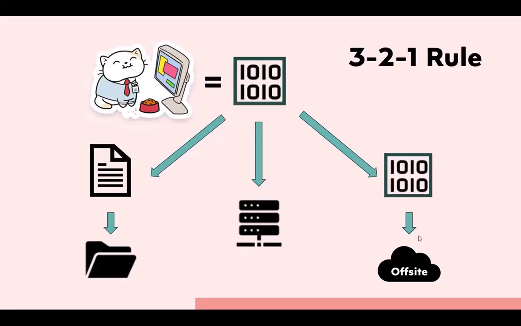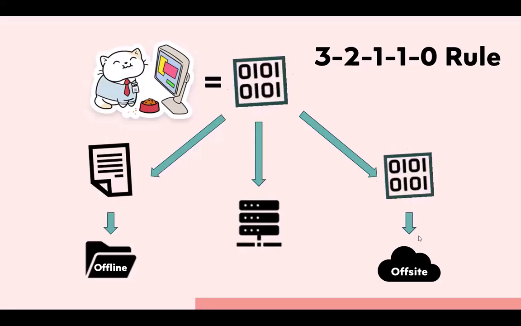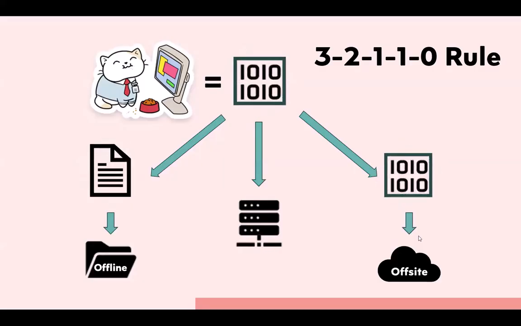So now the and more is the 3-2-1-1-0 rule. And this is a little bit of an upgrade. You've got your 3 copies, at least 2 storage sites. The 1 is off-site, so that's the same as our 3-2-1 rule.